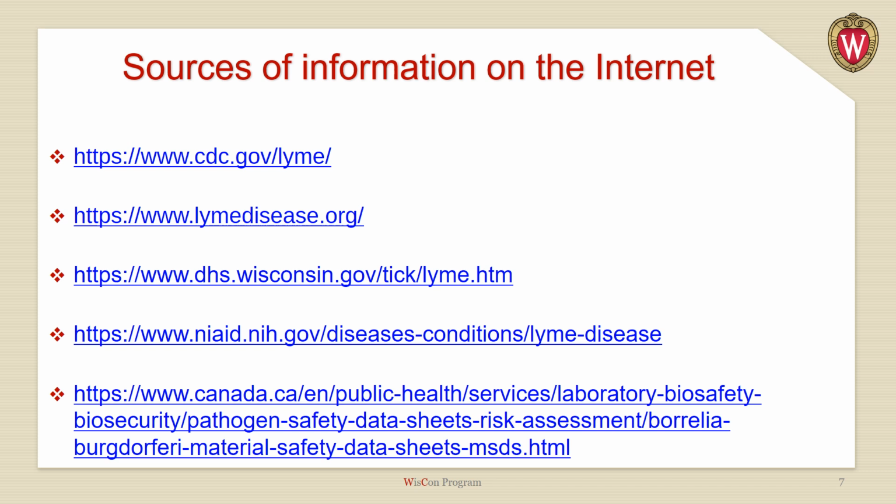Sources of information on the internet. The CDC, of course, as you see, cdc.gov/lyme. There is an organization about Lyme disease, and it's lymedisease.org. The Wisconsin DHS has a site at dhs.wisconsin.gov/tick/lyme. The National Institutes of Health has a site, and the country of Canada has safety data sheets on organisms. And here is the one for the Borrelia organism that causes most Lyme disease in the US.